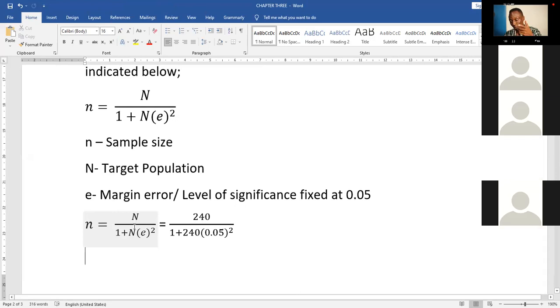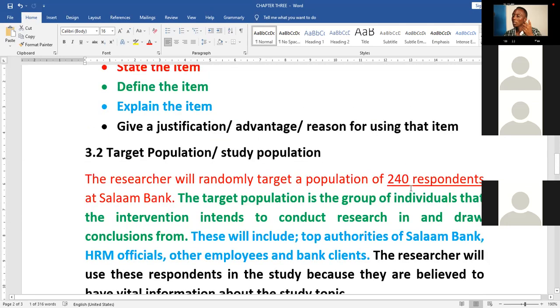We have put target populations. The same applies here. Then you put what? Margin error, which is fixed at 0.05. So after substituting in, where did I get these ones? 240 is our target population that we talked about yesterday.